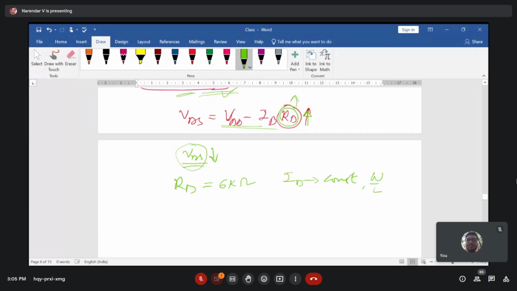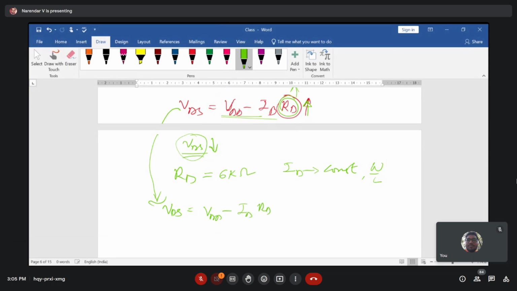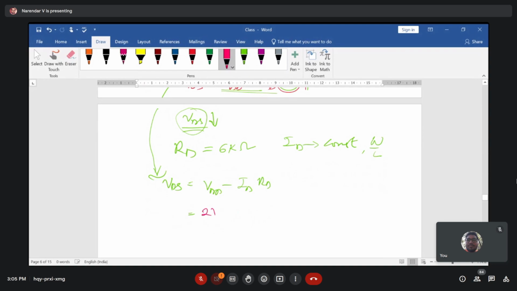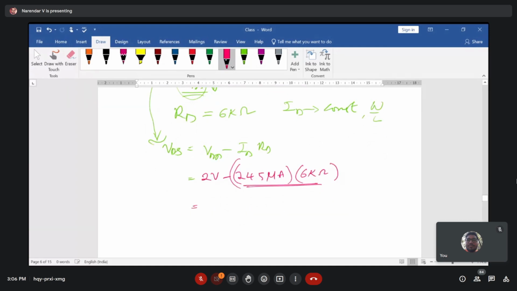Now we calculate the value of VDS from the formula given here, which is VDD minus ID into RD. Now RD is doubled. VDD is how much? 2 volts. Now ID is 245 microampere into 6 kilo ohm. Now this term is going to increase, so you end up with a VDS of 0.53 volts.